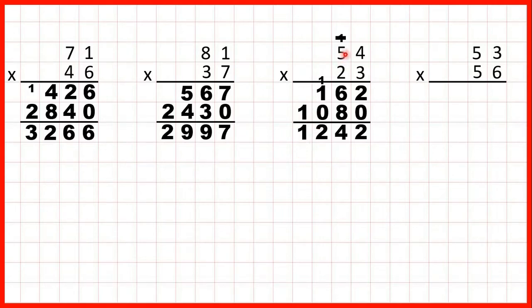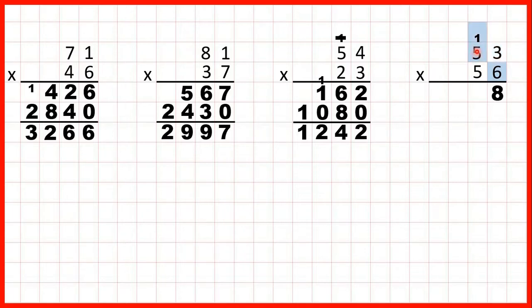So the answer to 54 times 23 is 1,242. Now for our last question, we have 53 times 56. We start by multiplying 3 by 6. That's 18, so 1, 8, with the first digit above the next place value column along.